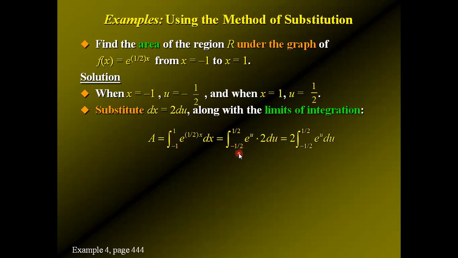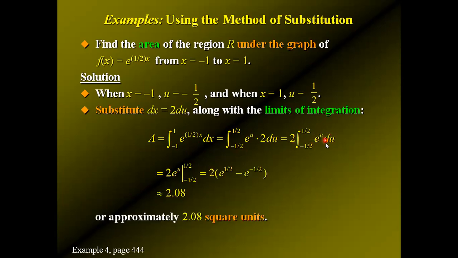Putting in the values of u, we get e to the power u du. Now the integration of e to the power u is e to the power u. From the formula, e to the power x has no change. So we put the upper limit and lower limit within brackets: the upper limit in place of u gives e to the power half, minus the lower limit e to the power minus half. This can be approximated using a scientific calculator.